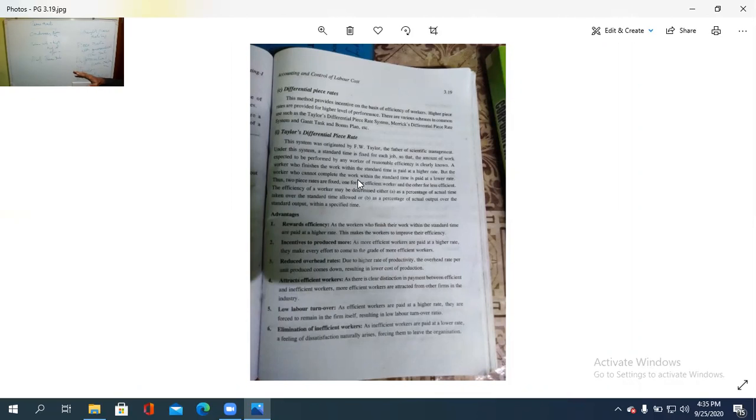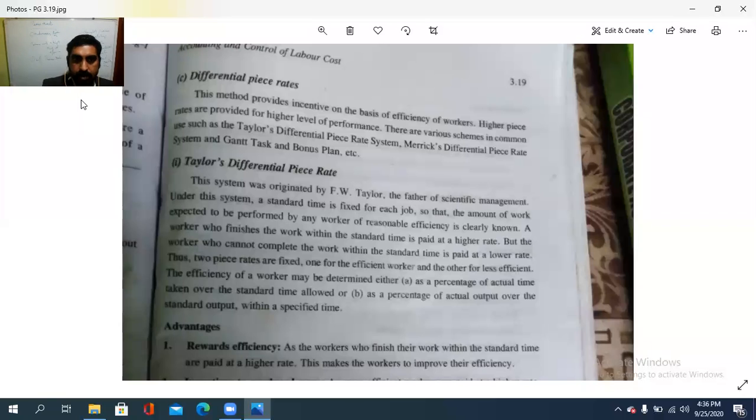That is, a particular rate per unit multiplied with the number of units produced or output produced. That is the straight piece rate system. Based on this, in piece rate with guaranteed time rate, a standard is set. If the productivity is below that standard, they will be paid the time rate; if above, they will be paid the piece rate. That is what to remember. Next is the differential piece rate system.